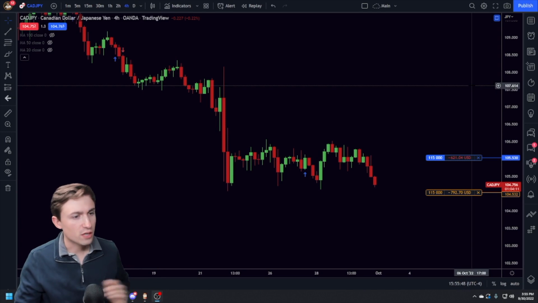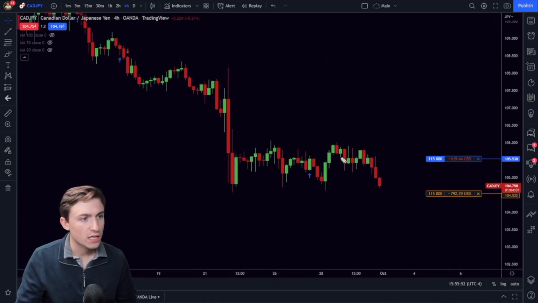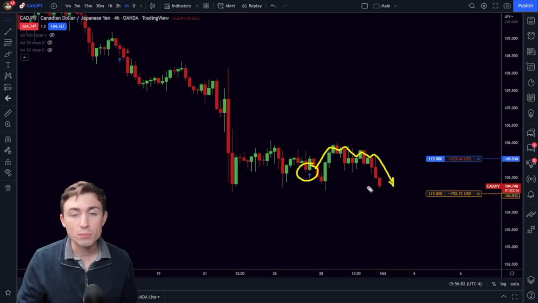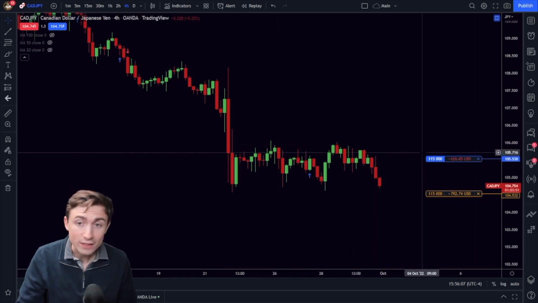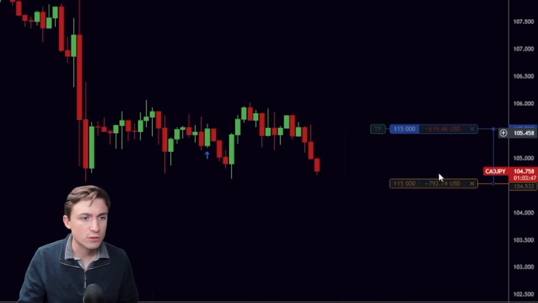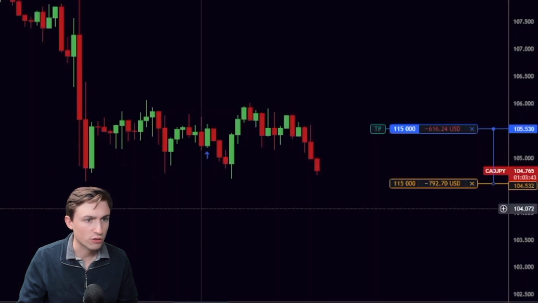All right, guys, so here's an update on the CAD JPY trade that I took recently. Here is where we entered the trade, and you can see price has sort of teetered around, and it's closing towards the end of the week near the lows. Believe it or not, I'm going to close this trade out for a loss, and I think it's for a good reason. We're going to close the position fully.